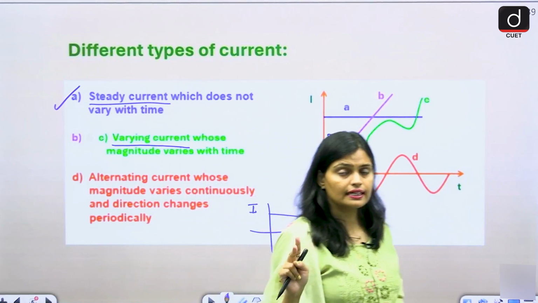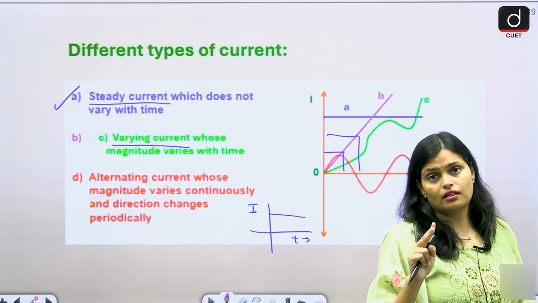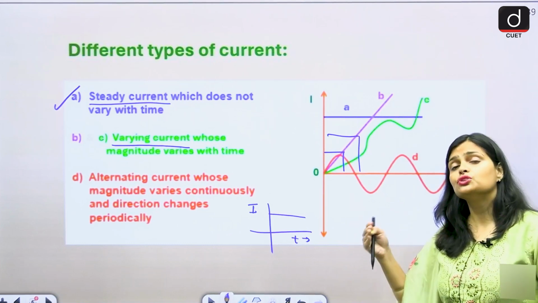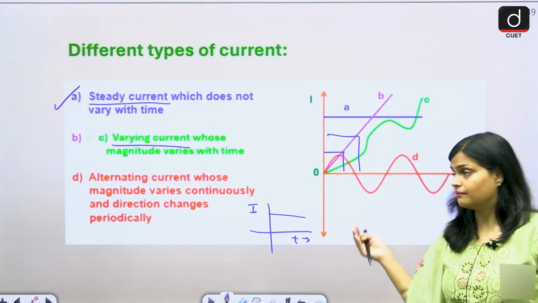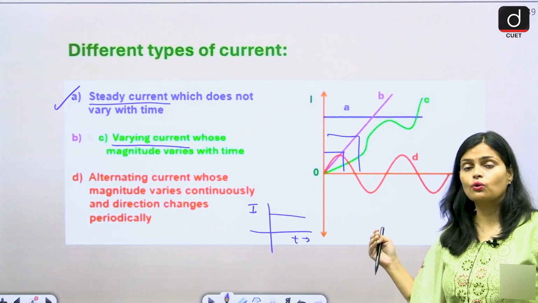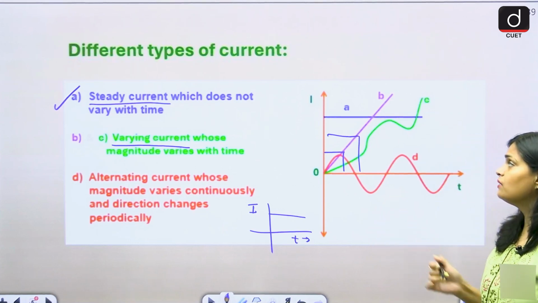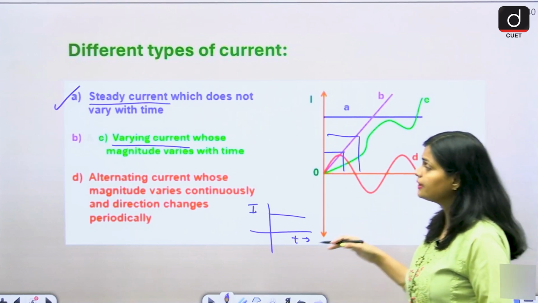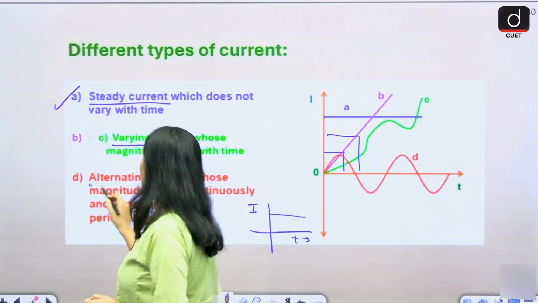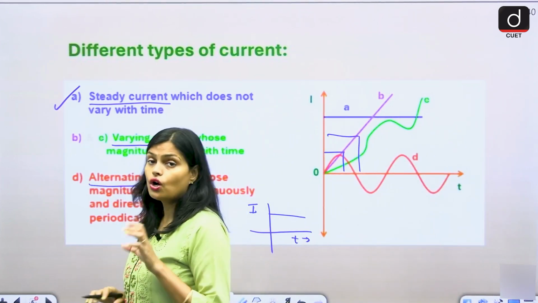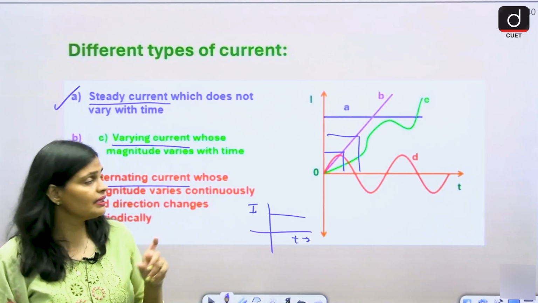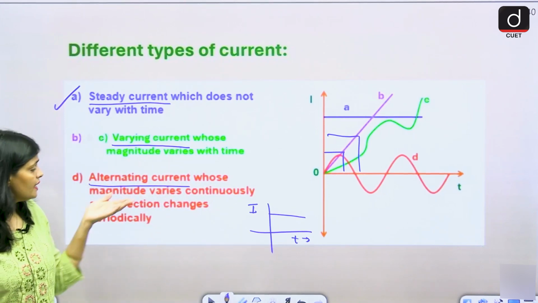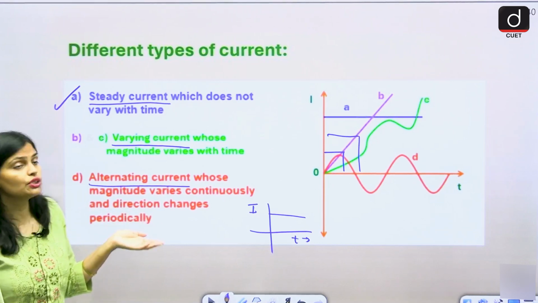In a steady current, the magnitude of the current is not changing with respect to time. Here in varying current, only the magnitude varies with time. But now the third type of current we have is alternating current. Alternating current means what, guys? Whose magnitude varies continuously and direction changes periodically.